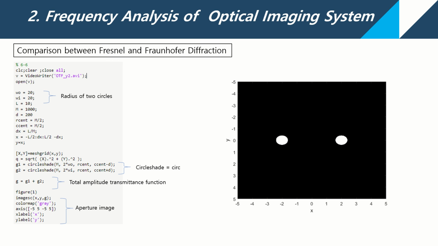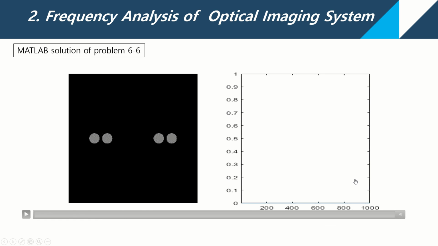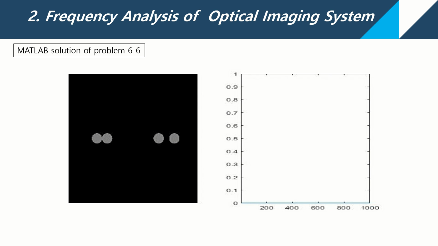For the fy direction, we should make the apertures meet each other in the direction from bottom to top. But for simple coding, I rotated the aperture and used the same mechanism. The MATLAB code is similar to the previous code, but the result must be different, because in this case the direction is like this. So let's check the video of the OTF figure in the fy direction.